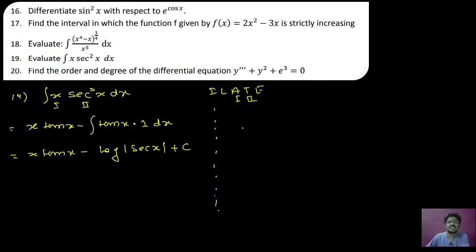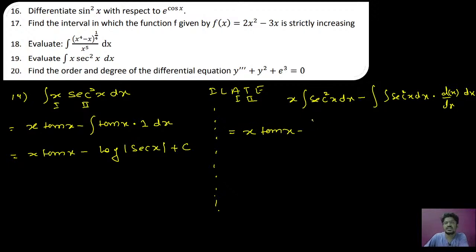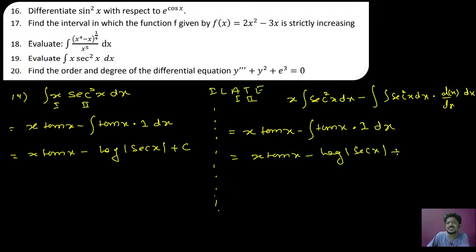Some of you write it as x times integration of secant squared x dx minus integration of secant squared x dx into d by dx of x. Some of you are going to write like this, no problem. You can solve it like this also. Answer will be x tan x minus the integration of tan x, where integration of secant square x is tan x multiplied with differentiation of x, which is 1, with respect to dx. So answer will be x into tan x minus log of mod of sec x plus c.